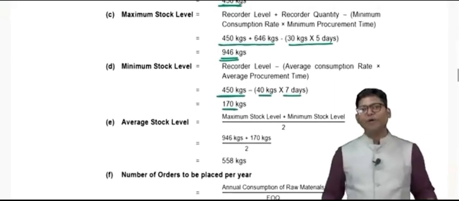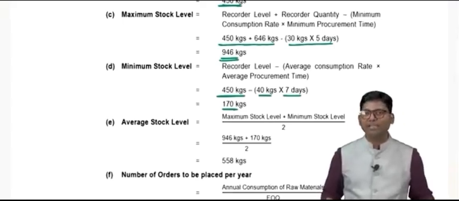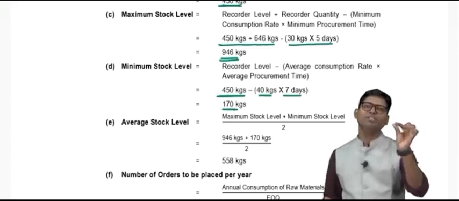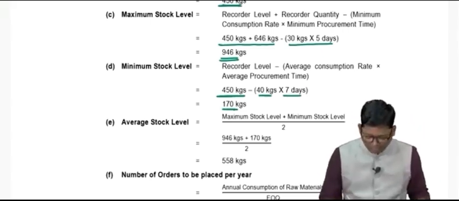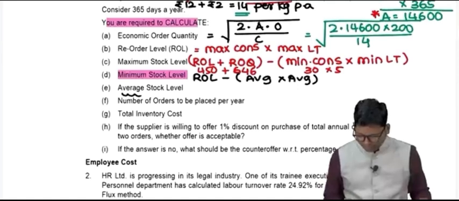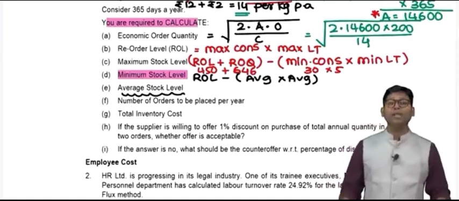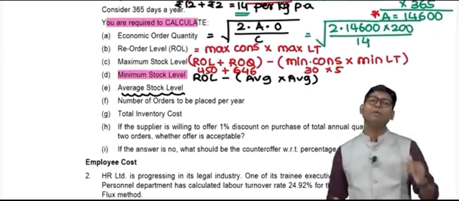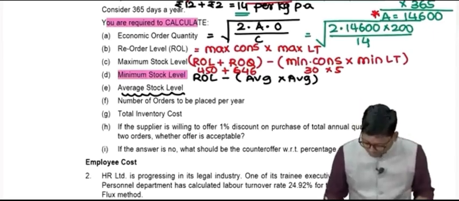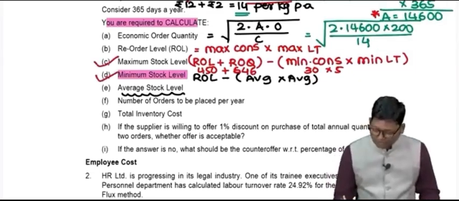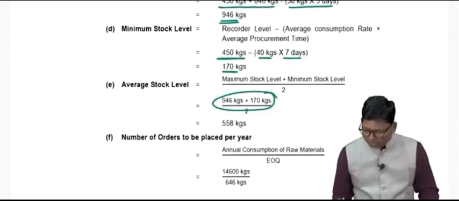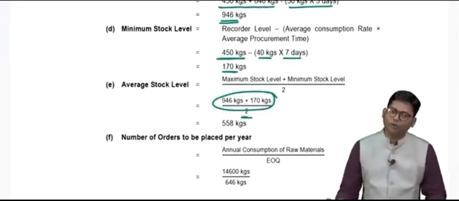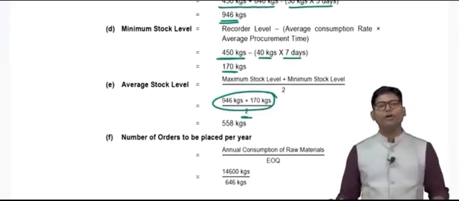But only one hidden point was there, annual consumption. That was not available directly with us, and that is why we computed it by considering your average consumption into 365 days. Correct? The next point covered in this RTP is the computation of average stock level. It becomes very easy when you have maximum and minimum answers available. In point C and point D, we have computed the maximum and minimum answers. You only need to add both answers, and for a simple average you should divide that total by 2. You are going to get the answer for your average stock level.